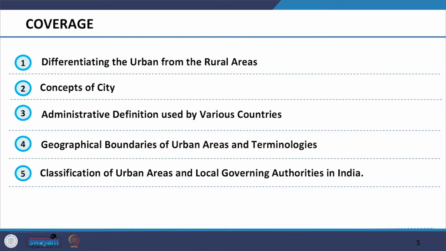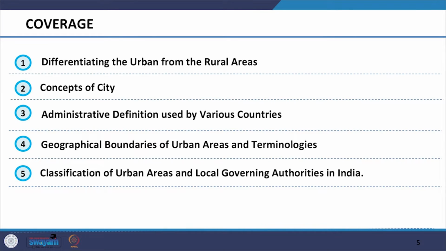Thereafter, we'll look at some of the expressions and definitions provided by key authors and institutions in the domain of urban studies in the section Concepts of Cities. Following that, in the section Administrative Definition used by various countries, we will explore various definitions used across the globe by different countries. Thereafter, we are also going to familiarize ourselves with different boundaries recognized in the urban planning domain in the section Geographical Boundaries of Urban Areas and Terminologies.